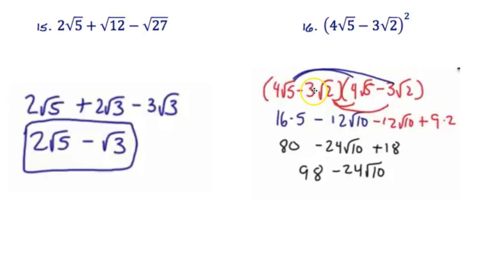And then we did this second term times the first one. 3 times 4, 12, and it's minus, so it's minus 12 radical 2 times radical 5, radical 10. And then we did negative 3 radical 2 times negative 3 radical 2. Negative 3 times negative 3 is 9. Radical 2 times radical 2 is 2, and the reason for that is radical 4 equals 2. Okay? Then we did some multiplying, and then we just simplified. 80 plus 18 is 98.